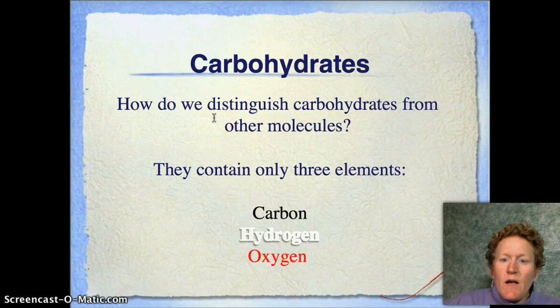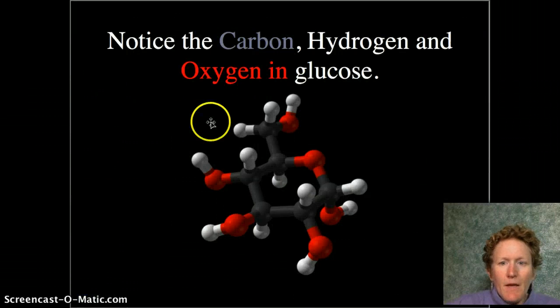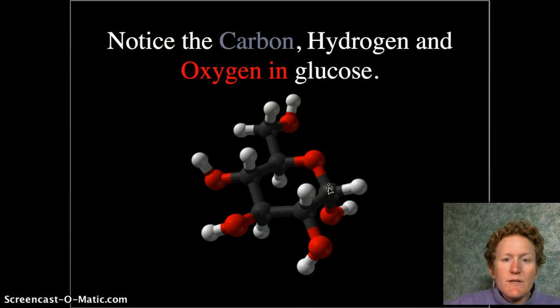How do we distinguish carbohydrates from other molecules? Well, carbohydrates contain only three elements: carbon, hydrogen, and oxygen. Remember that, CHO, carbon, hydrogen, and oxygen. Notice the carbon, the black atoms here in this glucose molecule, which is a simple sugar. So the carbon is black, the oxygen is red, and the hydrogen is white.